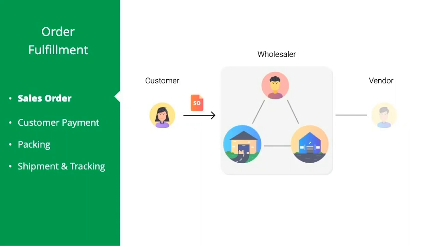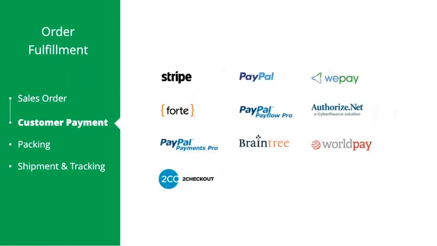So the order fulfillment process. The usual workflow is this. You might be a wholesaler, so from a B2B perspective, you might have a customer who comes to you as a wholesaler. You can either fulfill it from either of these warehouses, or you can place it directly with your vendor and get it fulfilled, more like a B2B sale. Now, the customer payments: we do integrate with Stripe, PayPal, WePay, Forte, and all these integrations out there, just like what we have with Zoho Books.